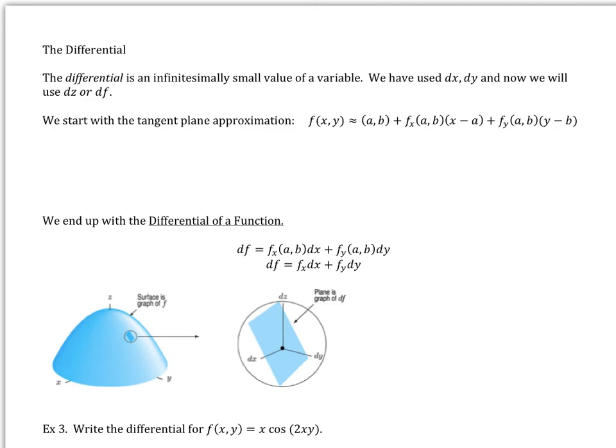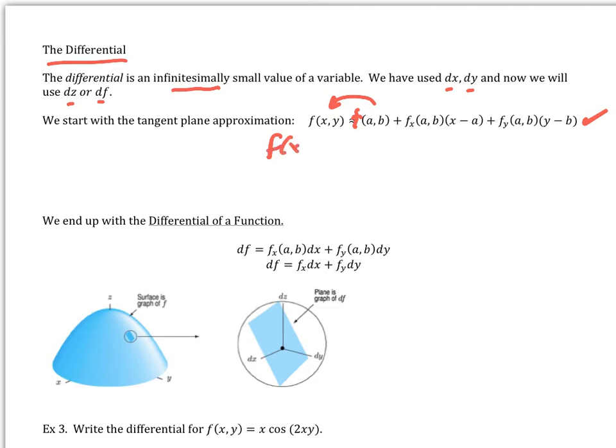Okay, the differential, that's the other part of this lesson. And when we look at the differential, what is the differential? Well, when we talk about it, it's an infinitesimally small value of the variable. So we've used dx, we've used dy, and now we're going to use dz or df. Okay, so this is not a partial, but this is just a representation of that small piece. So if we take our tangent line approximation, which we did have already, I'm losing that f there someplace. So I'm going to take this piece and bring it over here.